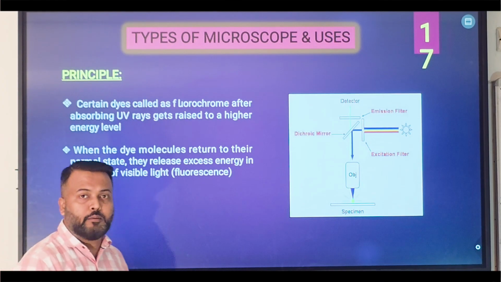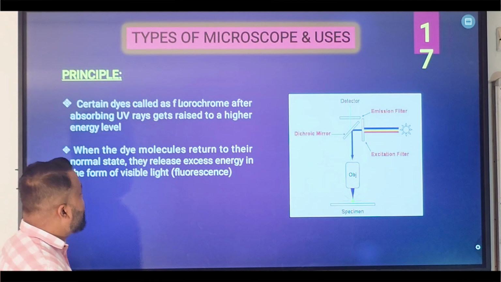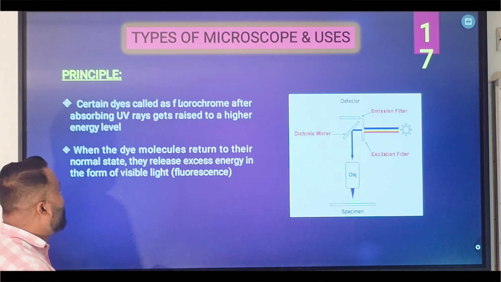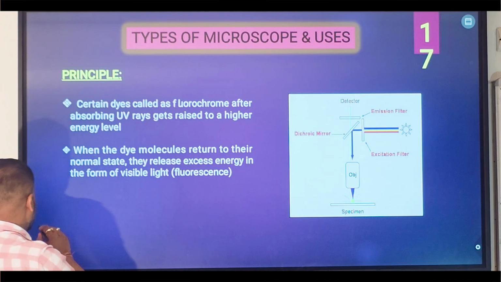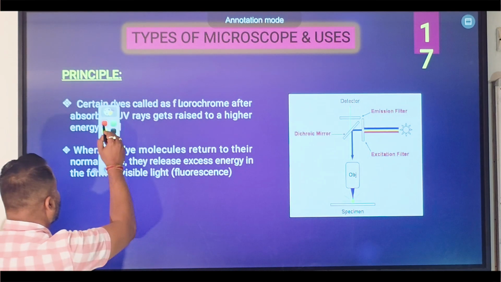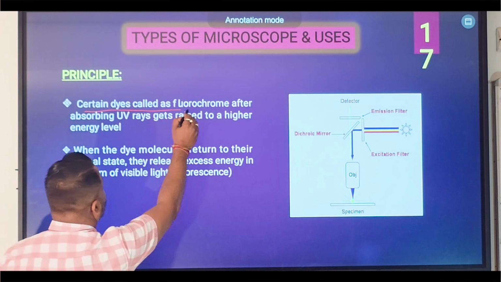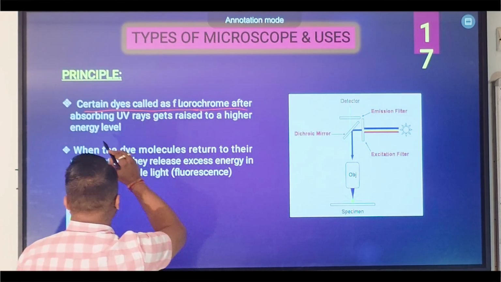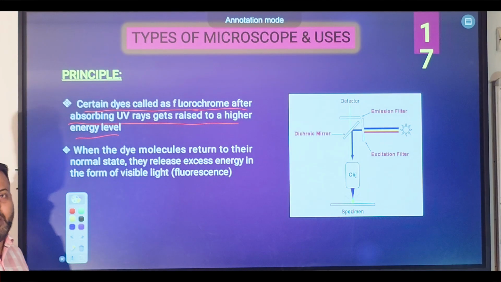Now let us discuss the principle of the fluorescent microscope. Certain dyes called fluorochromes, after absorbing UV rays, get raised to a high energy state or high energy level.